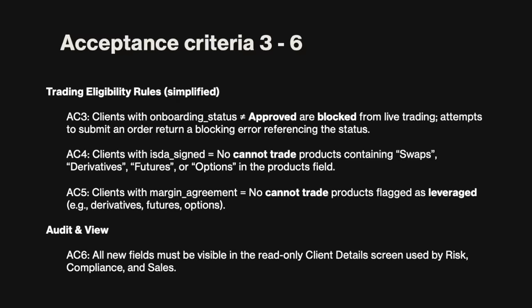So AC3, acceptance criteria 3, onboarding gate. Only clients with onboarding status that is equal to approved can place live orders. Pending, in review, rejected are all hard blocks. The platform must return a clear error that names the status. For example, blocked, onboarding status equals pending. This gate fires first and stops everything else.